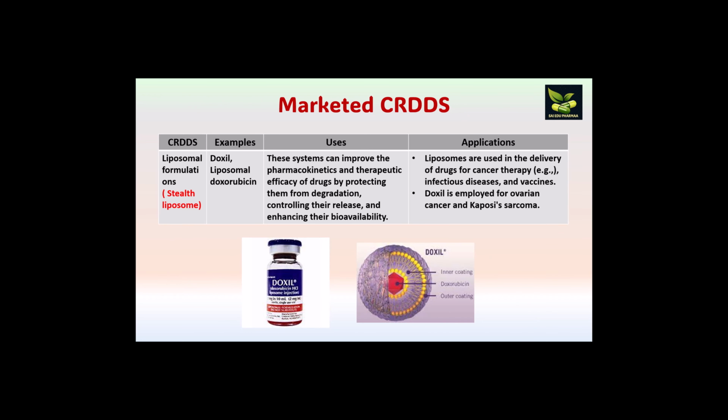First is liposomal formulations, Doxil. This is the formulation which contains doxorubicin, and in this the liposome is present in sterilized form. And these systems improve the pharmacokinetics and therapeutic efficacy of drugs by protecting them from degradation, and they control their release and enhance their bioavailability. Liposomes are used in the delivery of drugs for cancer therapy. Especially Doxil is used for ovarian cancer and Kaposi's sarcoma. This is the picture of the marketed formulation.